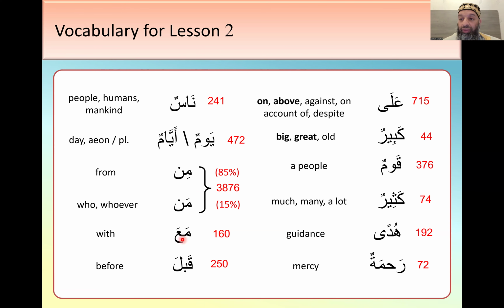Ma'a means with. In the Quran it says, A'ilahum ma'allah. A'ilahun, is that a God? Ma'allah, with Allah. Yeah, ma'a.